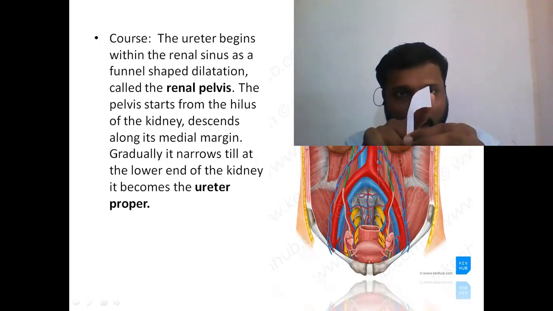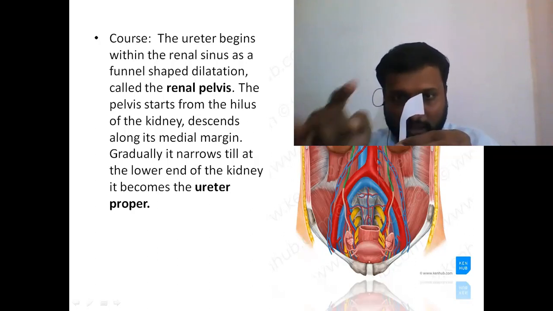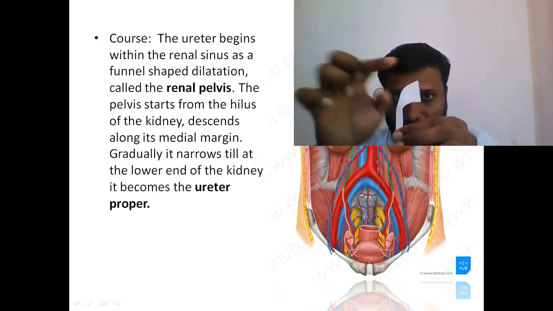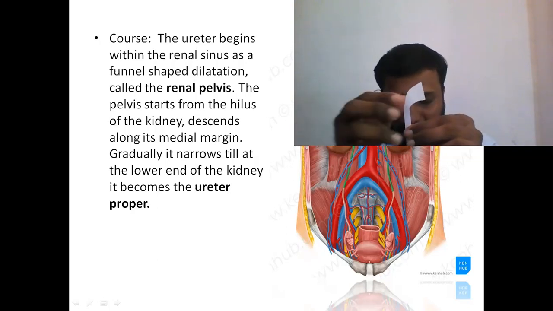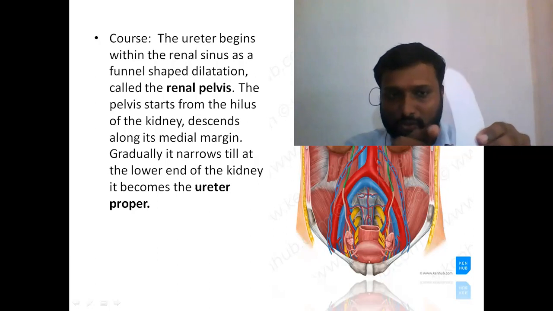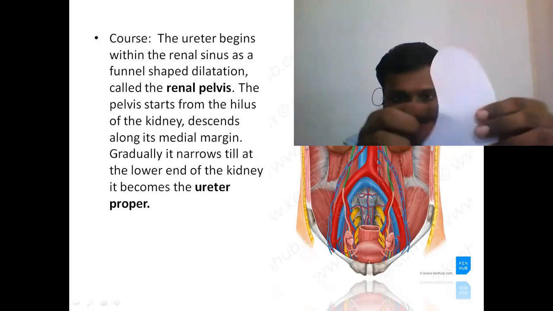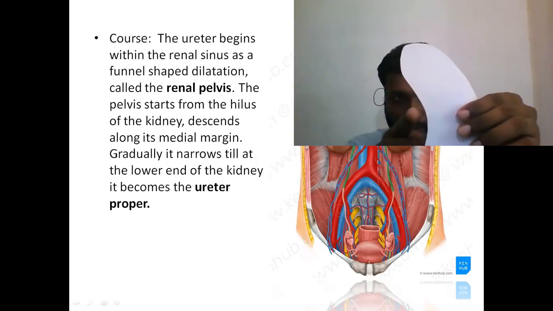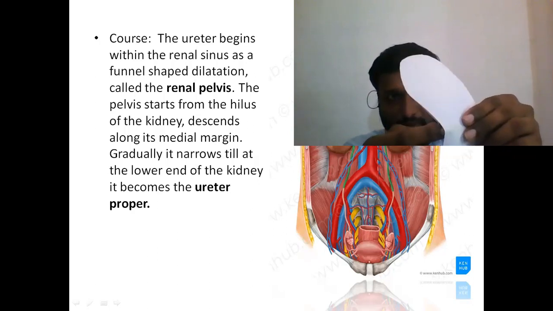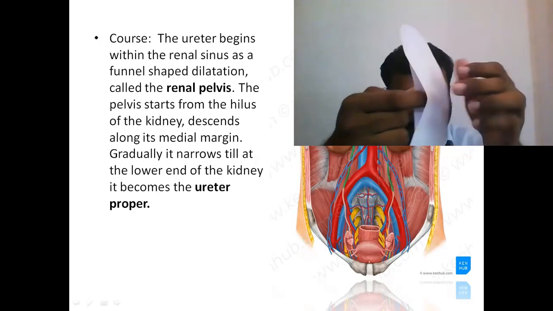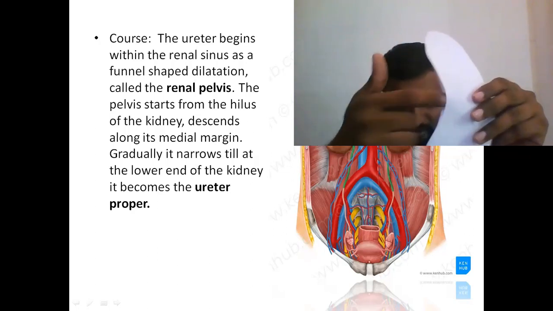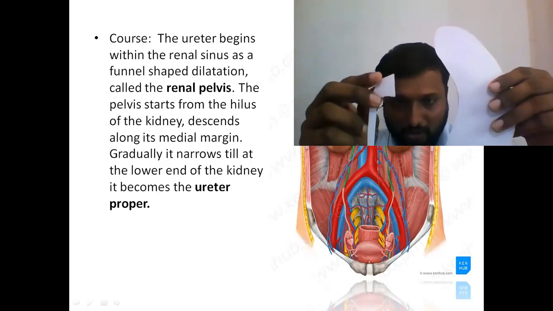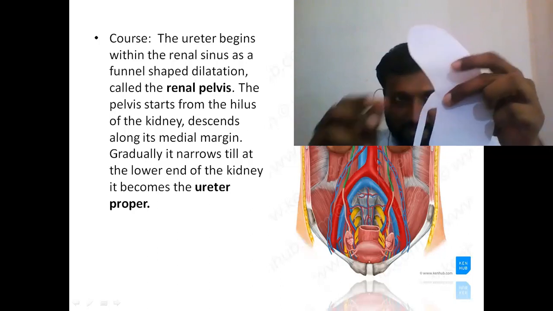So the renal pelvis is the beginning portion of the ureter, a funnel shaped part. Its upper part is seen inside the renal sinus. So what is meant by renal sinus? Renal sinus is a space seen inside the kidney. I told you, the kidney has two borders, lateral border and medial border. The medial border has the hilum. The hilum extends into a space, and this space is the renal sinus. So the upper part of the renal pelvis is seen inside the renal sinus.